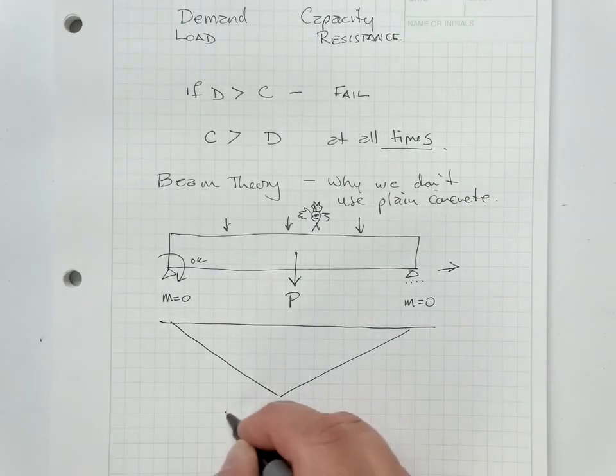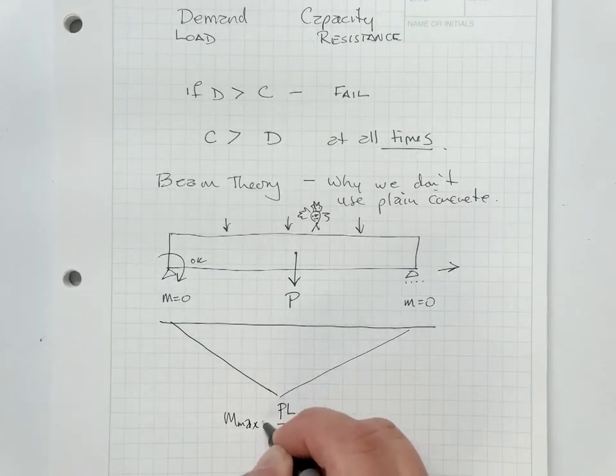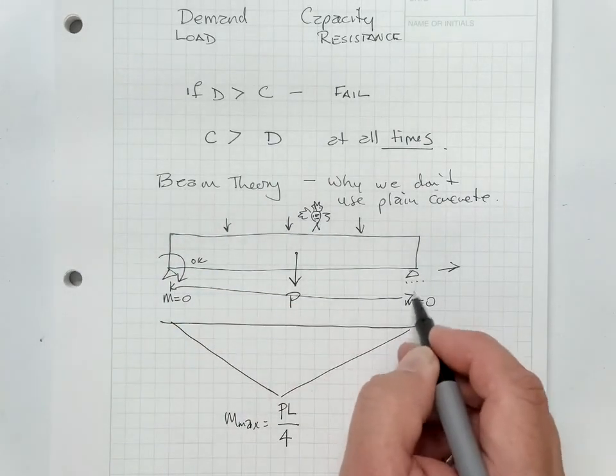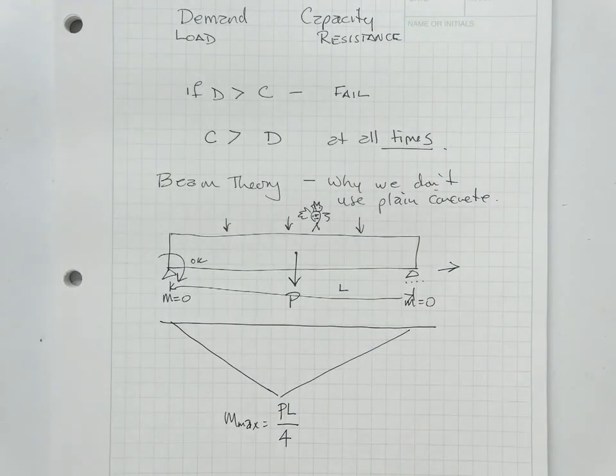My maximum moment occurring at the center is PL over 4, where L is the span length.